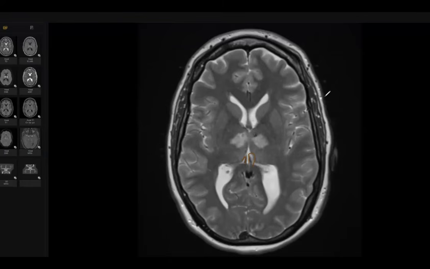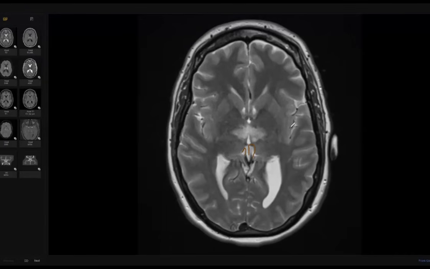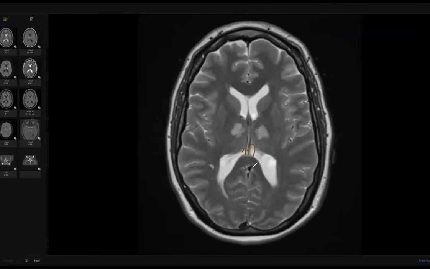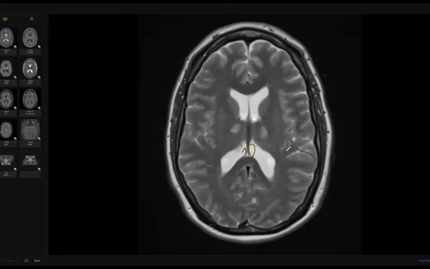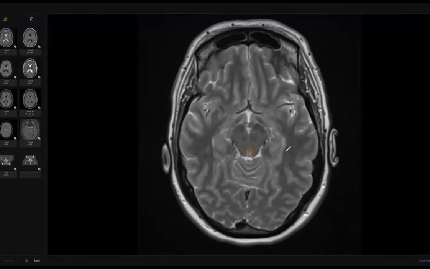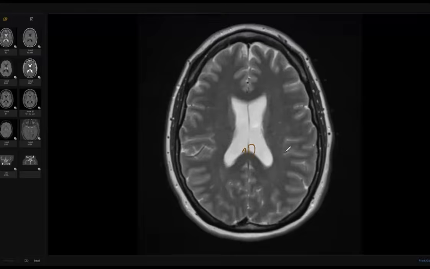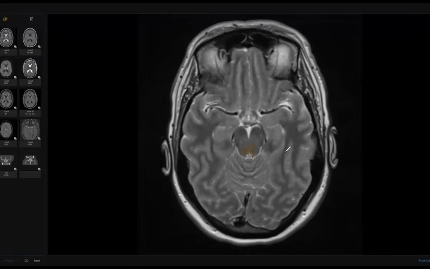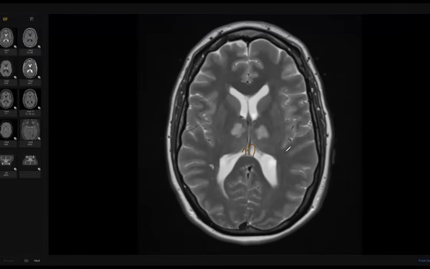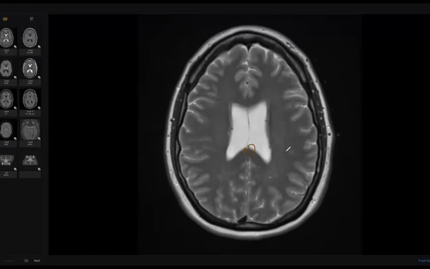Okay, my colleague? Go up. This is the vein of Galen. And this is the confluence, and this is the straight sinus. All the venous sinuses have signal void. So we excluded the venous infarction. So this is an artery of Percheron occlusion.